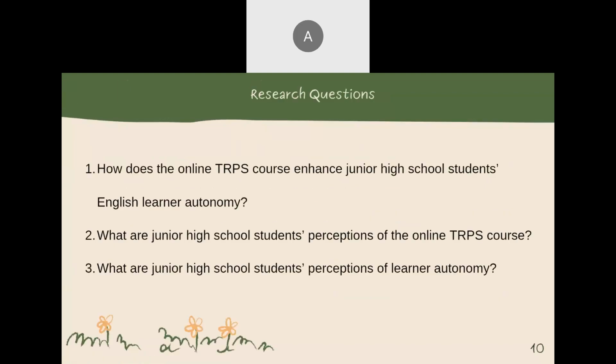So here I generated 3 research questions. The first is how does the online TPRS course enhance junior high school students' English learner autonomy?